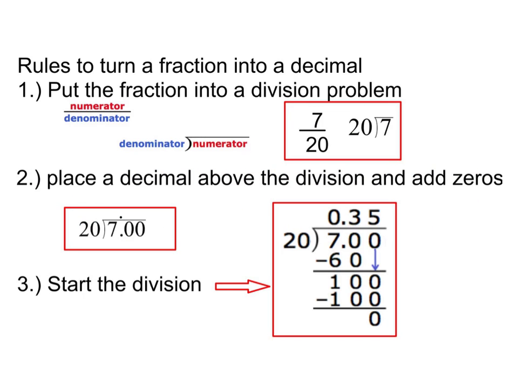So here are our rules to turn a fraction into a decimal. First, you're going to put the fraction into the division bar. The numerator is going to go underneath the division bar, and the denominator is going to go out front. The next thing you're going to do is place a decimal. It should come after the last digit and above the fraction bar in the same place, and then you'll add in some zeros. And remember, any zeros after the decimal point, you can add in as many of them as you might need. Then you're going to start the division like normal.